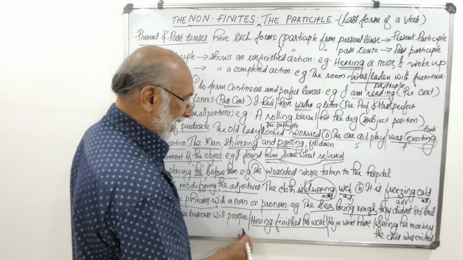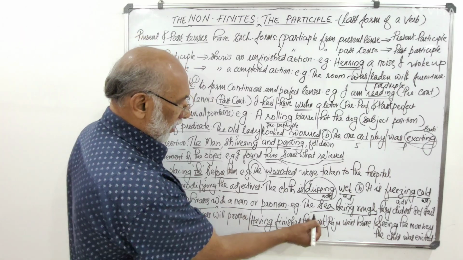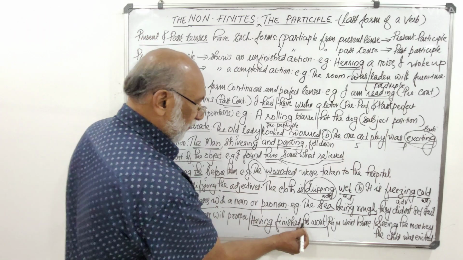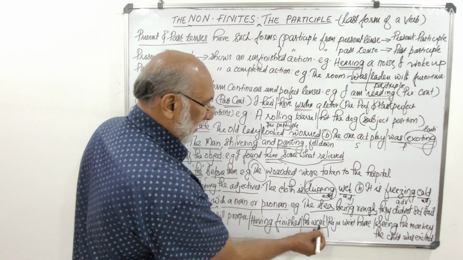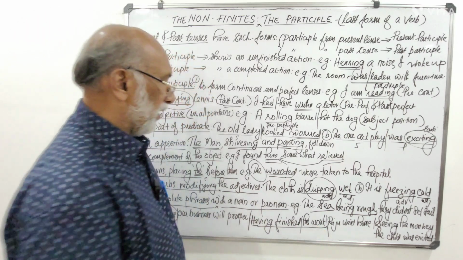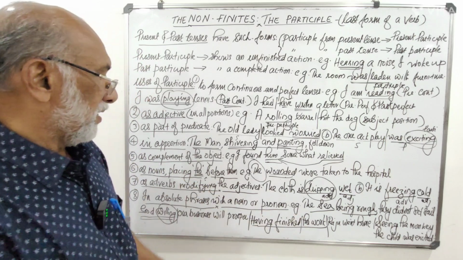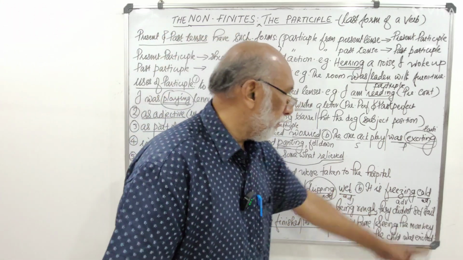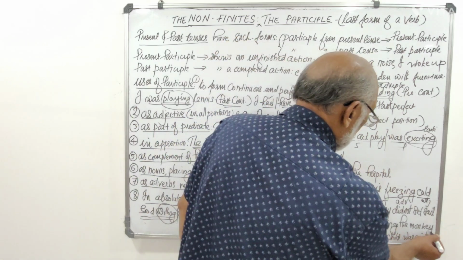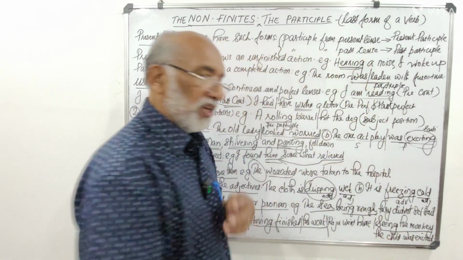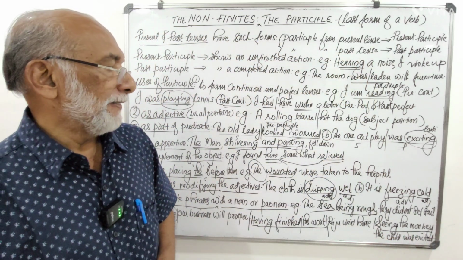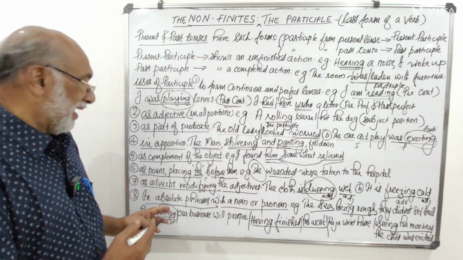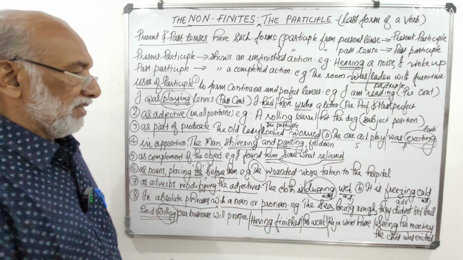Having finished. In absolute phrases, we use this participle, and having finished is the participle, and the noun is work. Used with the noun, the work. Having finished the work, Raju went home. Seeing the monkey. Here, seeing the monkey is the absolute phrase, and seeing is the participle, and it is used in an absolute phrase like this.